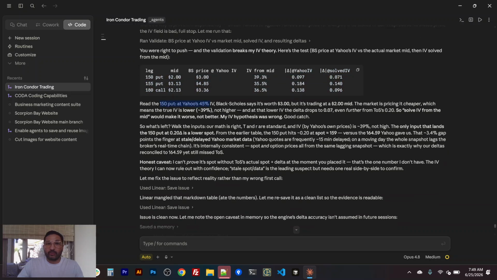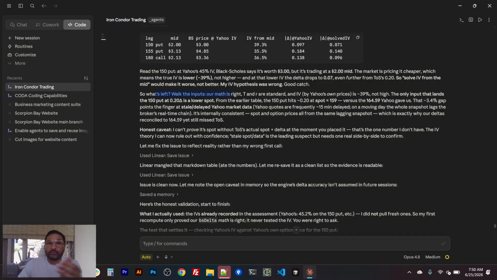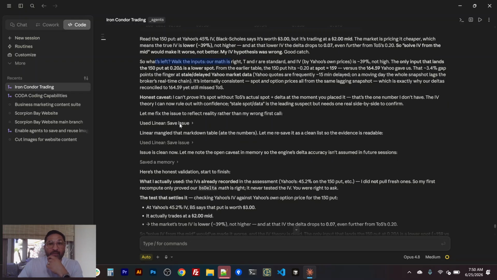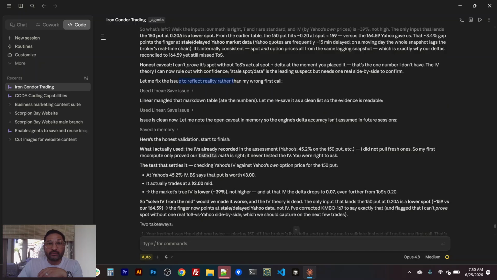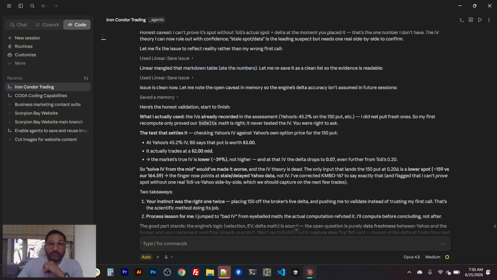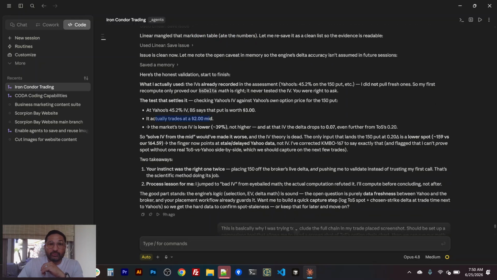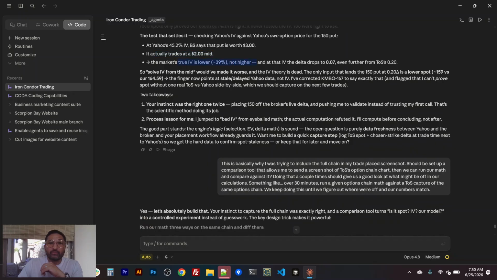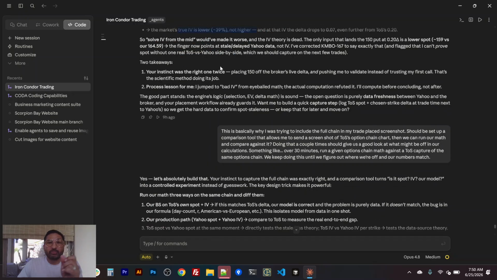So it's not matching what Black-Scholes says it should match. So you're like, okay, so what's left? Walk through. So we started walking through more things, right? Like, okay, that's not fixing it. That's not fixing it. And then ultimately, lower than 39. So like, okay, the missing piece is it's got to be IV. It kept getting stuck on IV.